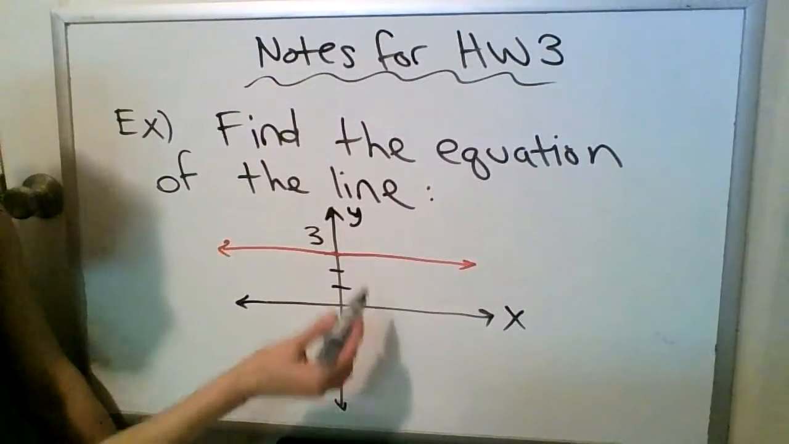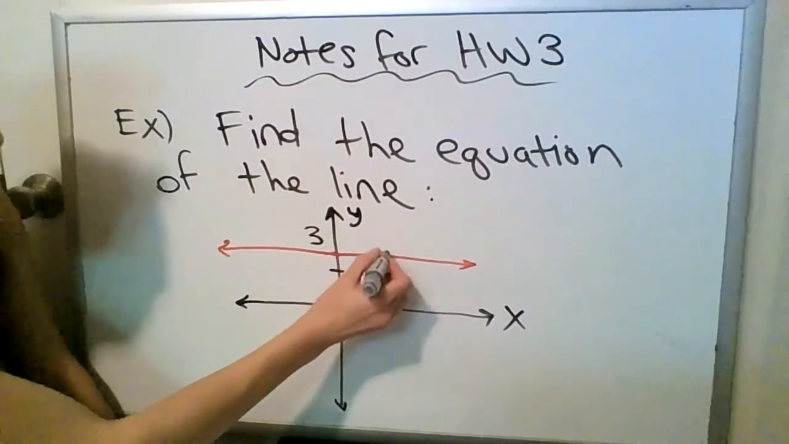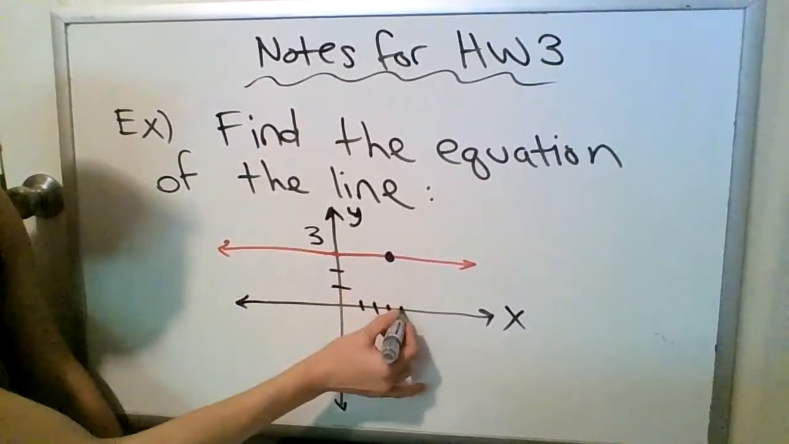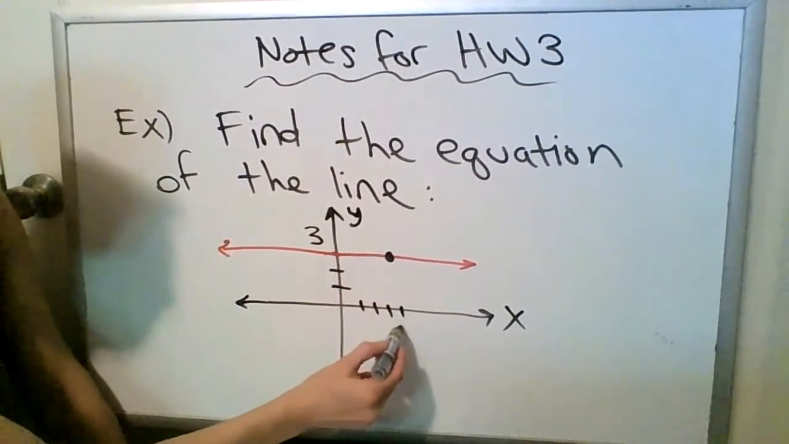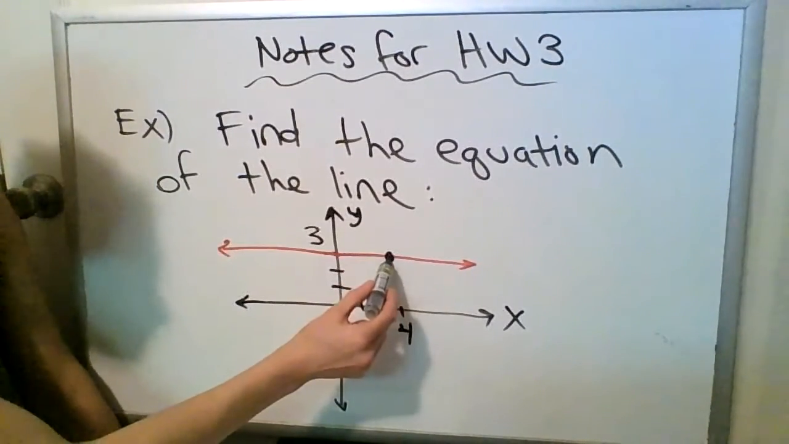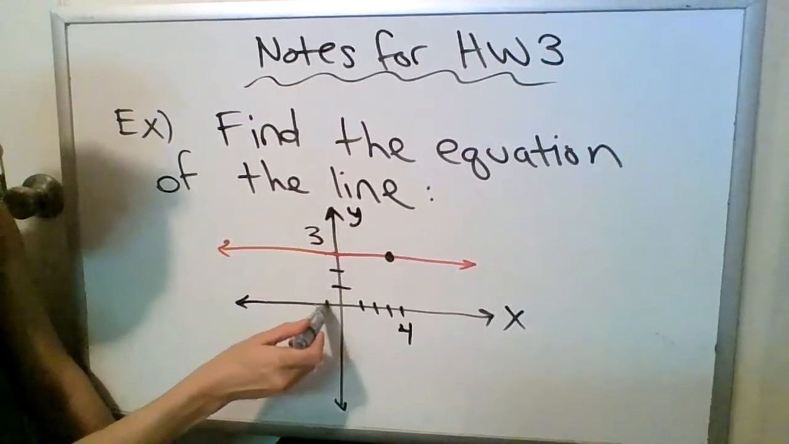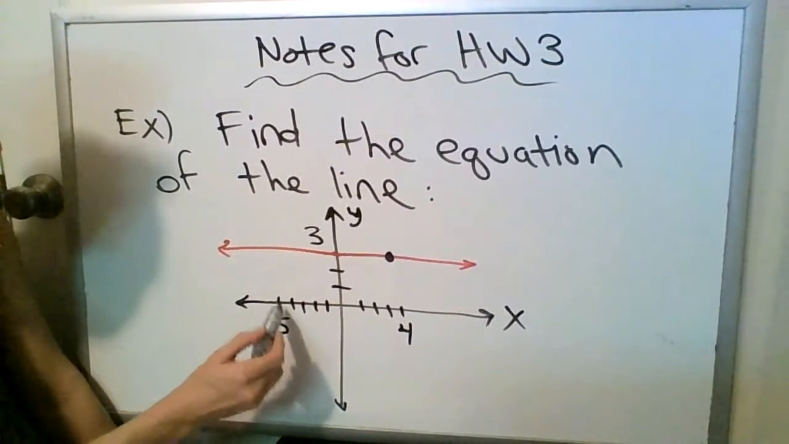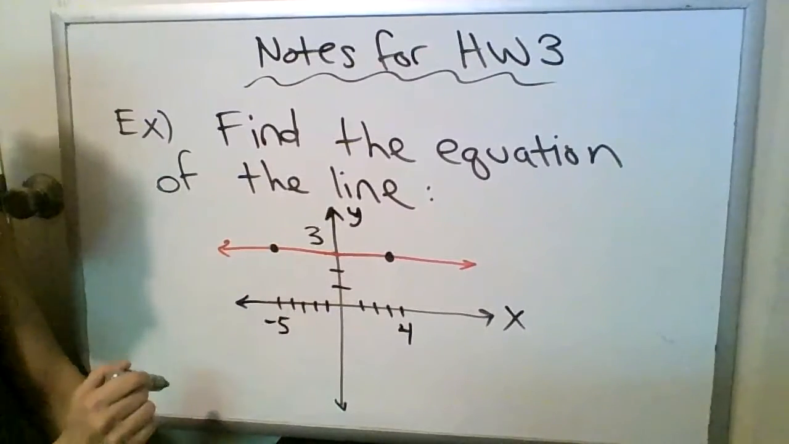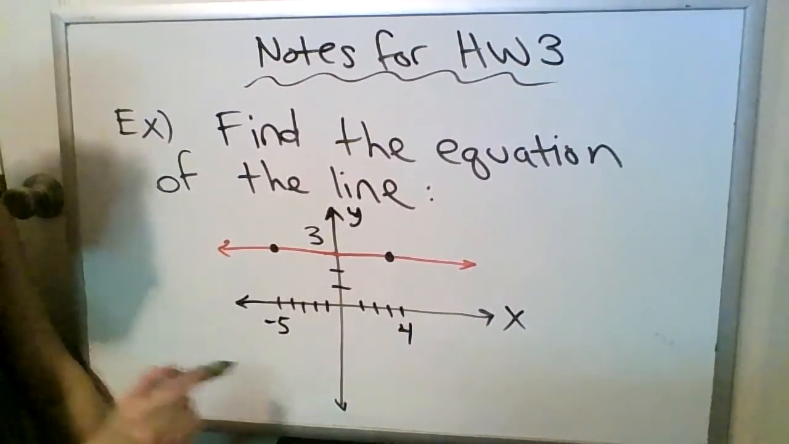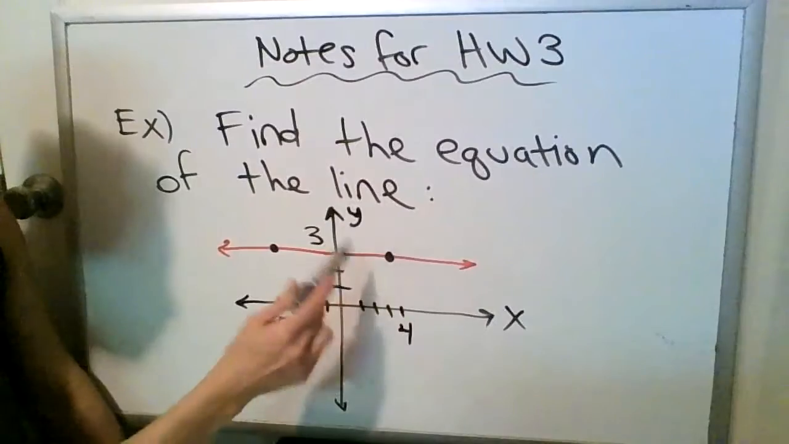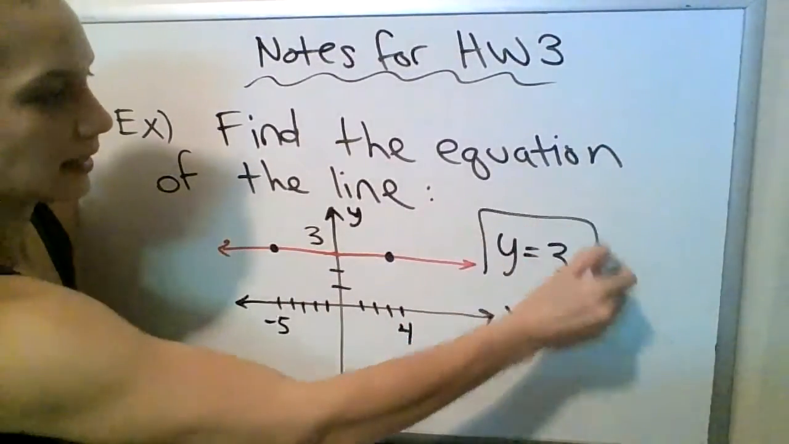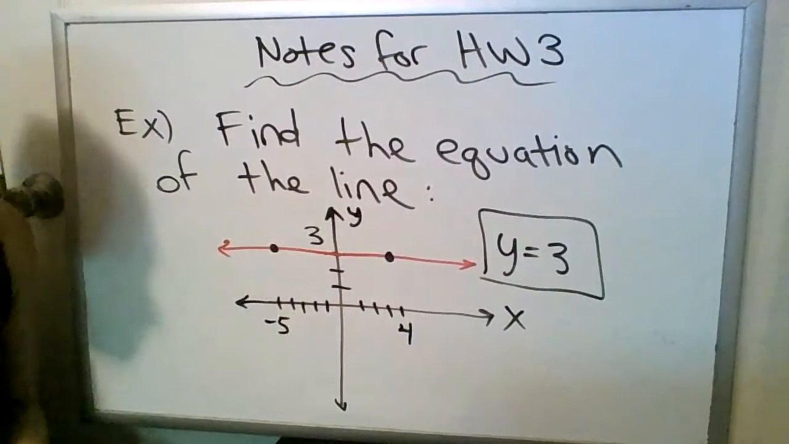I'm going to point out a few of the points like this one. Let's say you go over 1, 2, 3, 4 spaces, over 4 for x and y equals 3. Or let's go back this way, 1, 2, 3, 4, 5, just any number for x, the y value has to equal 3. So this is x can be any number, y equals 3. And that's how you write that line. You don't have to mention x.